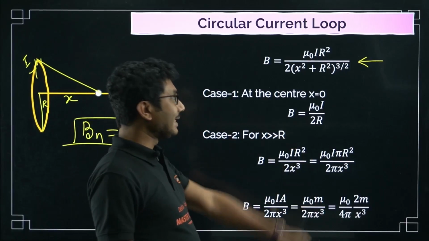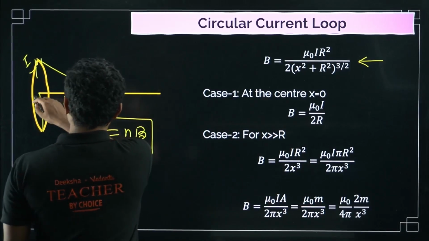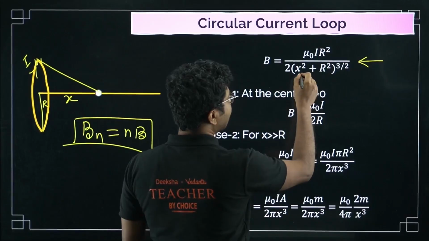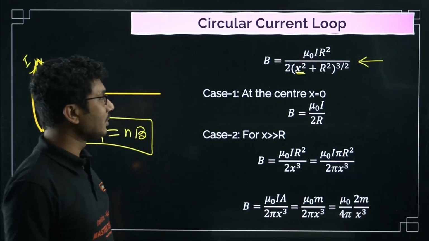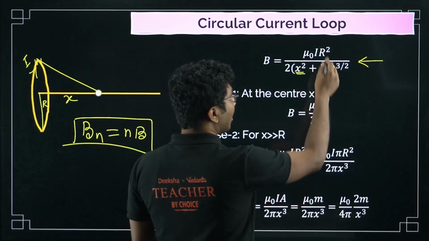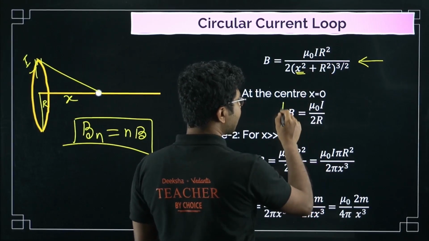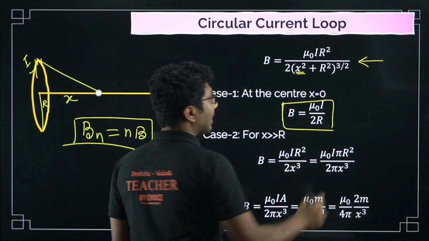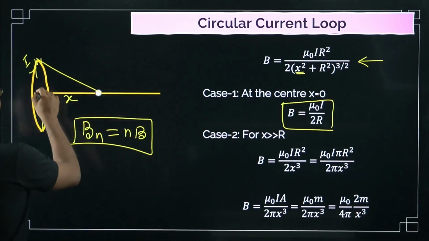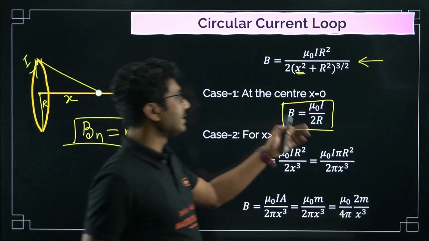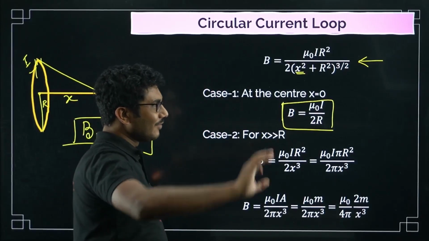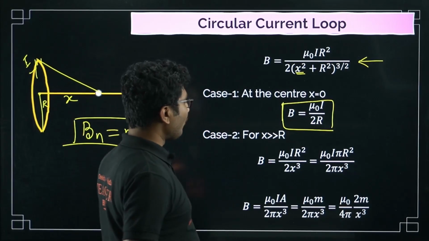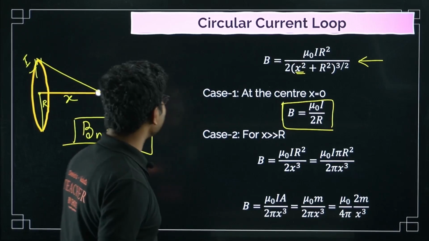Now at the center of the coil, x becomes 0, so you get mu naught I by 2r. That is the value of the magnetic field at the center. As you can see, it is a constant value. It does not change with x, because x is cancelled, so this is a fixed value. Now consider the second case.